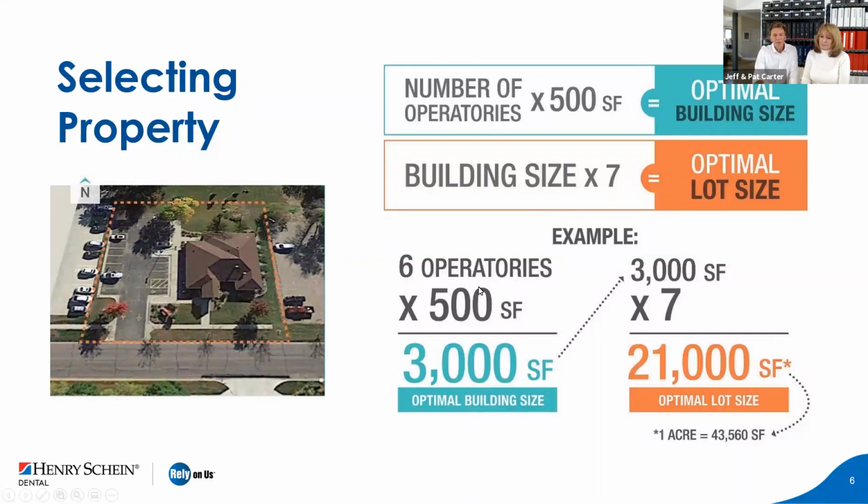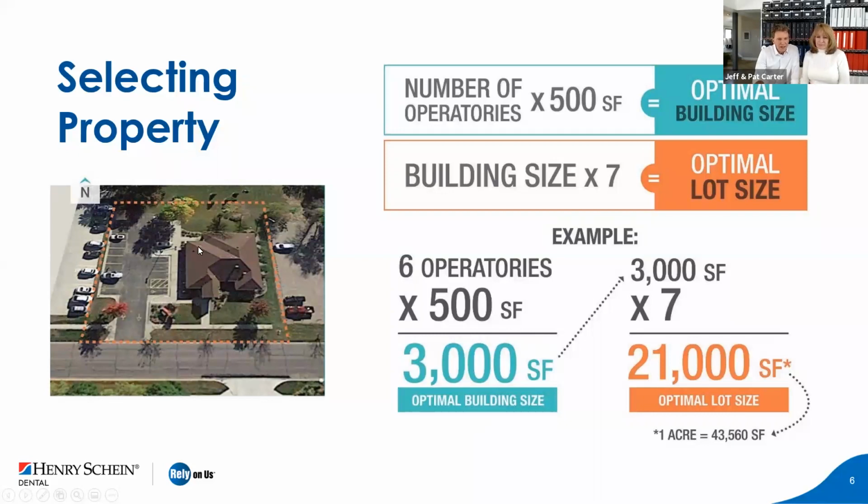Okay, so I want 6 ops, 500 square feet per operatory, optimal building size. Okay, optimal building size is 3,000 square feet. Well, how much property do I need? I need 7 times that in land to adequately site that 3,000 square foot, 6 operatory building. 7 times 3,000 is 21,000 square feet. An acre is 43,560. So an optimal lot for your 6 operatory ground up construction building is 21,000 square feet, not quite half an acre.